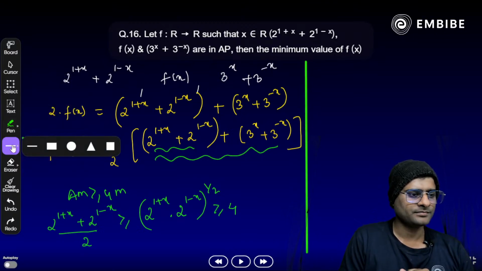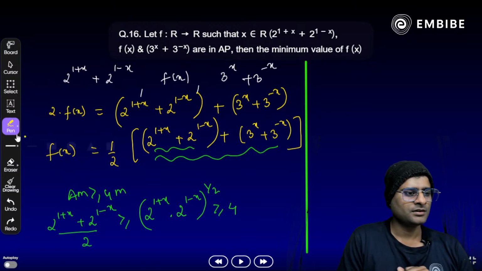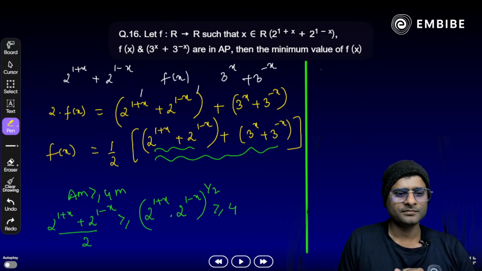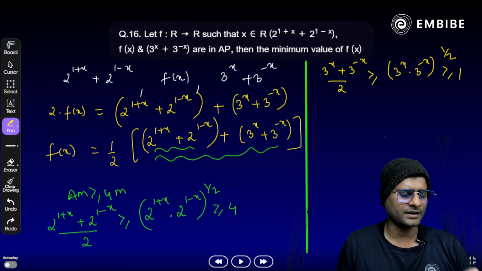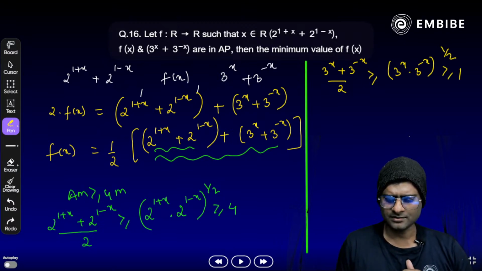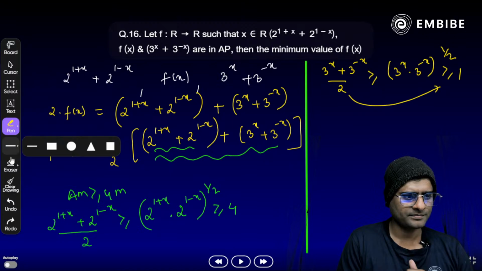Now take a look at the next part. What we have here is 3 raised to power x plus 3 raised to power minus x, divided by 2, more than or equal to what? 1. Can we write 1 directly? We have 3 raised to power x into 3 raised to power minus x, whole raised to power 1 by 2. So that should be greater than or equal to 1 here. Is it clear? So the 2 goes to the right side here. Okay, all right.